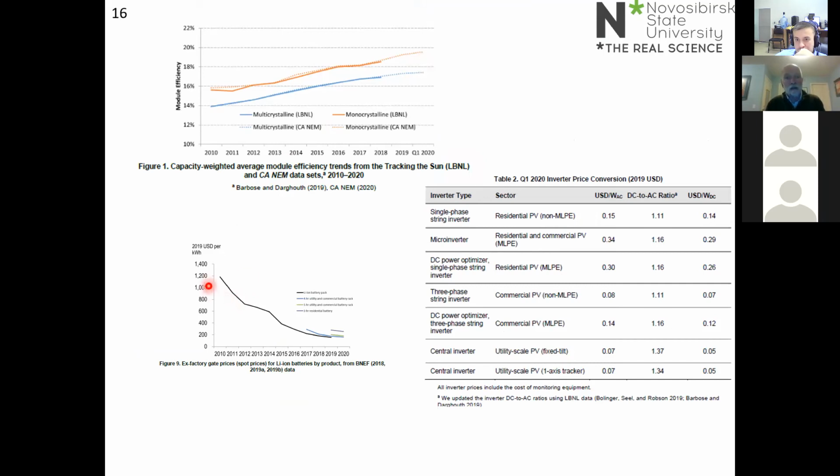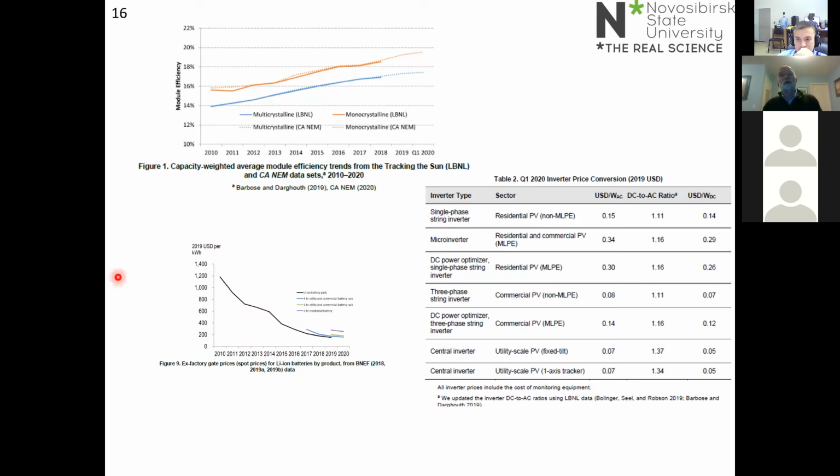Here's another example of the factory prices, this time for batteries. This is the only specific battery information that I will have in this introductory slide. But what I would like you to notice is that over the same 10-year period that we've been looking at for wind and solar, the price of batteries has fallen even more.